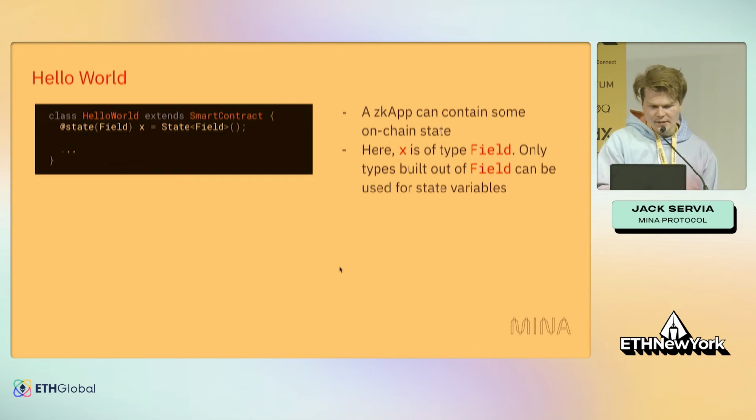And so we use this state field decorator to basically say, we're making this variable x, and we want this to exist on-chain as a field type. So we could replace field with bool or something else, and that would work as well.